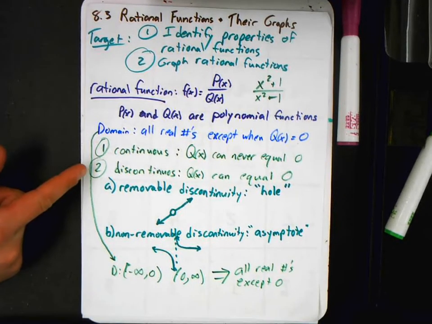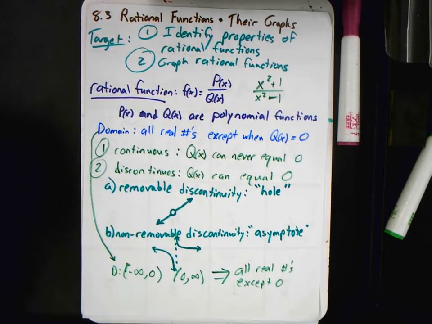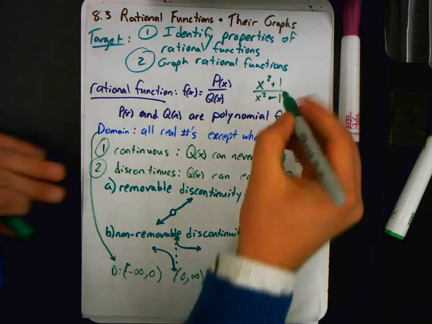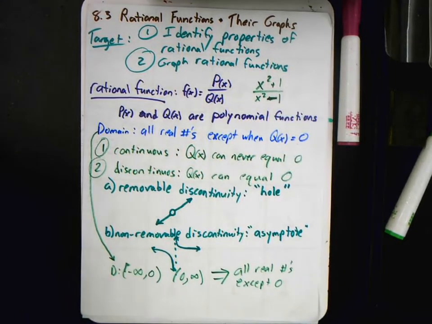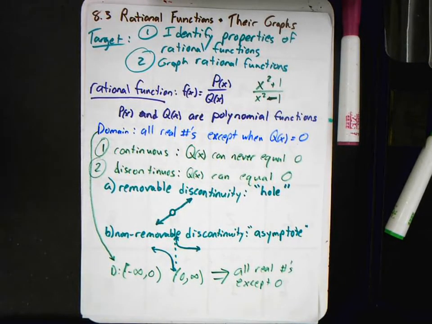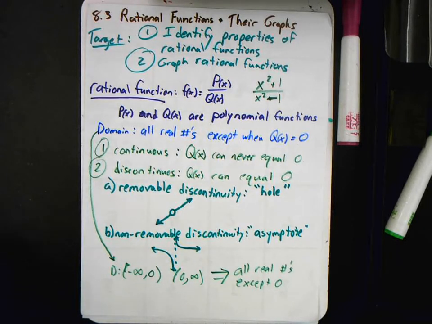And then it's discontinuous if at any point your denominator can be 0. So in this example I have up here, where the denominator is x squared minus 1, this can be equal to 0. You set it equal to 0, solve for it, and that number is where it is discontinuous.